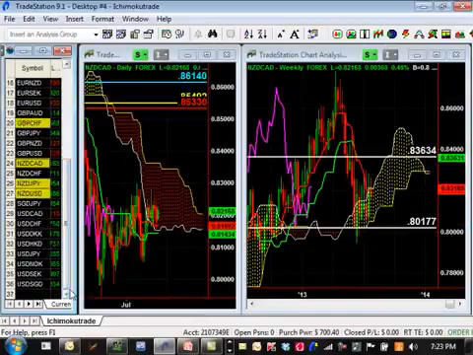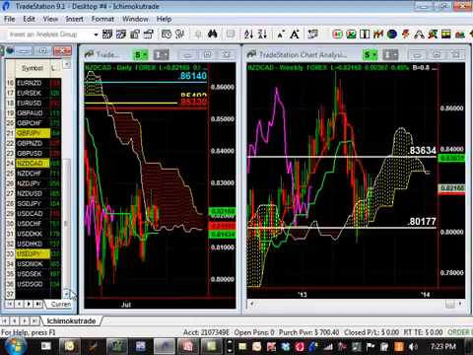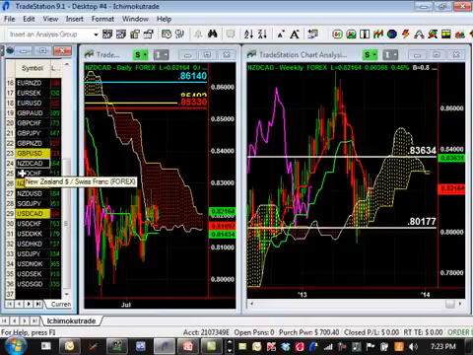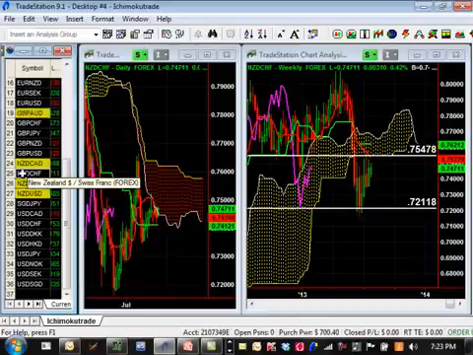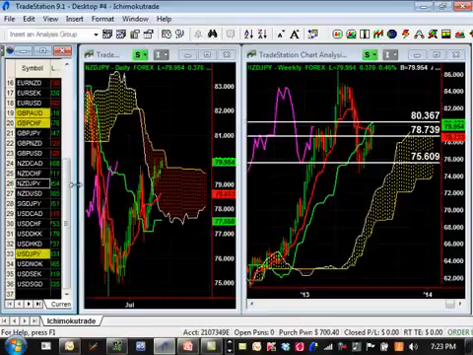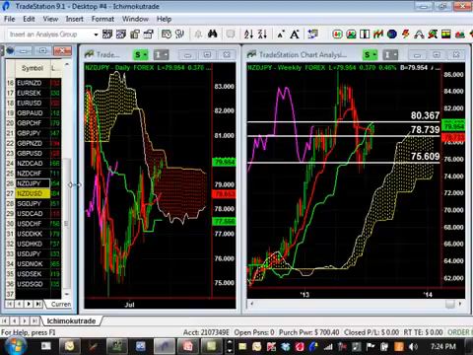New Zealand CAD, really not doing anything here except ranging between 80.17 and 83.83, 83.63. New Zealand Switzy, not doing anything except ranging between 72.11 and 75.47. New Zealand Yen, not doing anything here.